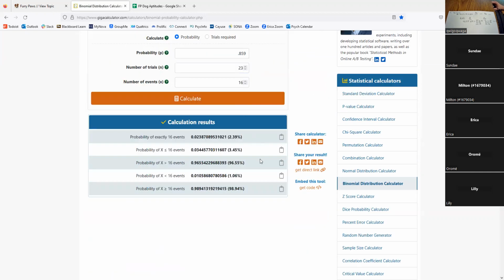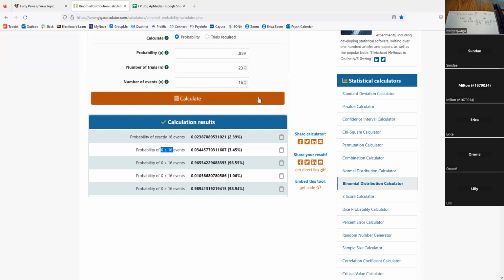And so then when we calculate this, what we want to know, if it really was supposed to be 85% and we got 69, we got a low percent. We got less than what we would have expected. So we want to know what are the odds of getting 16 or fewer. So that's where we look at the 16 or fewer.